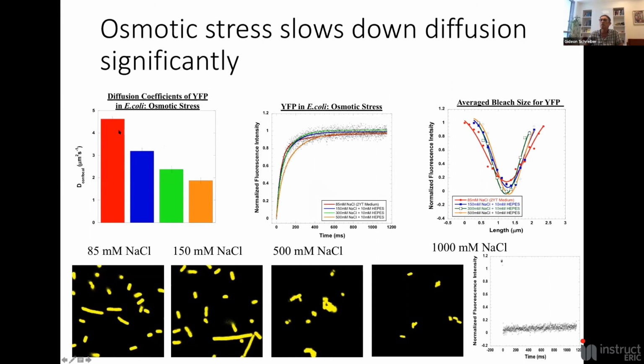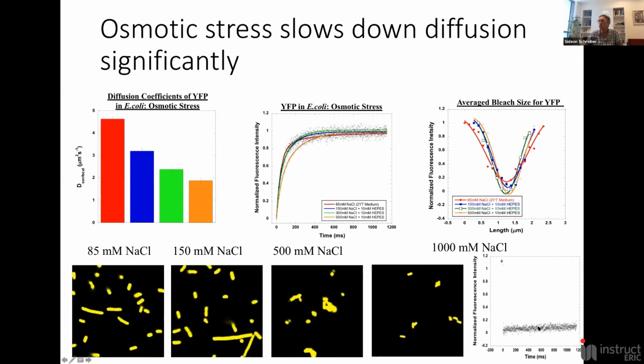This is of YFP, the diffusion here. So we get diffusion of about 4.5, which goes down to about 2 micrometer per second square for 500 millimolar salt. The reason is that the cells get smaller, they get squished in, and because they're squished in, we now have more content inside the cell, and the cell is more dense, and so the diffusion is slow.